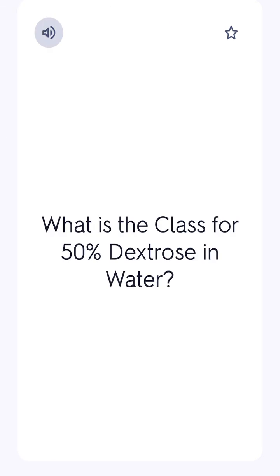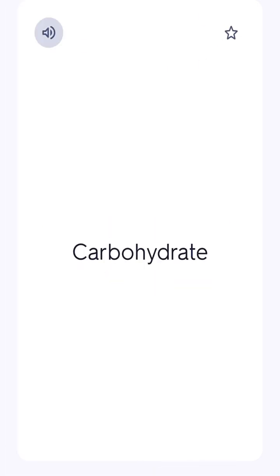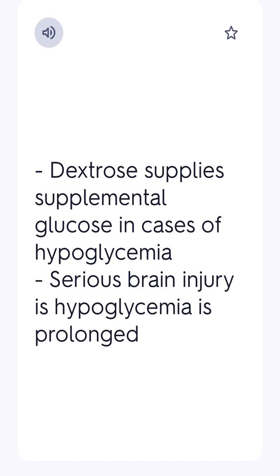What is the class for 50% dextrose in water? Carbohydrate. What is the mechanism of action for 50% dextrose in water? Dextrose supplies supplemental glucose in cases of hypoglycemia. Serious brain injury if hypoglycemia is prolonged.